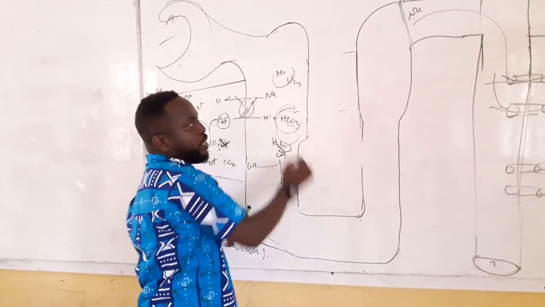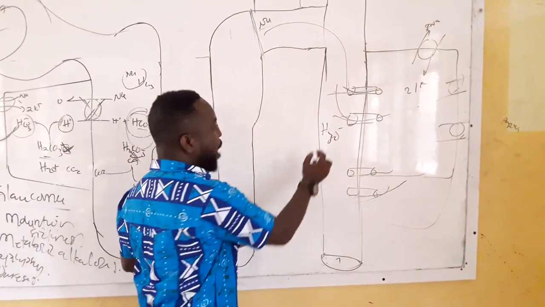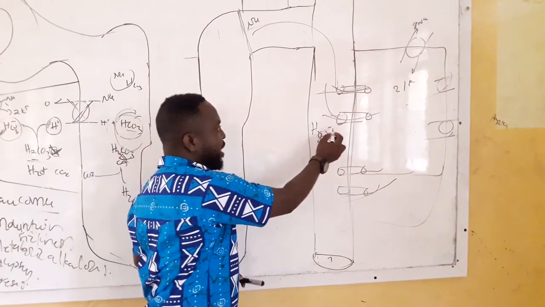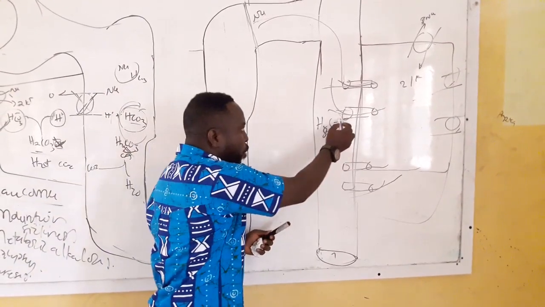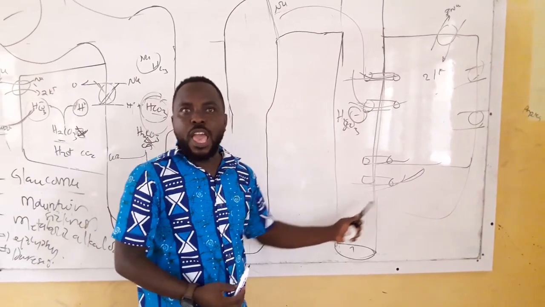And the other thing is that at the proximal tubule, we are not only losing sodium, we are losing what? Bicarbonate. Bicarbonate is what? Negatively charged. And because it is negatively charged, it creates an electrical gradient over here. So because of the negativity over here, it will attract what? Positive ions.